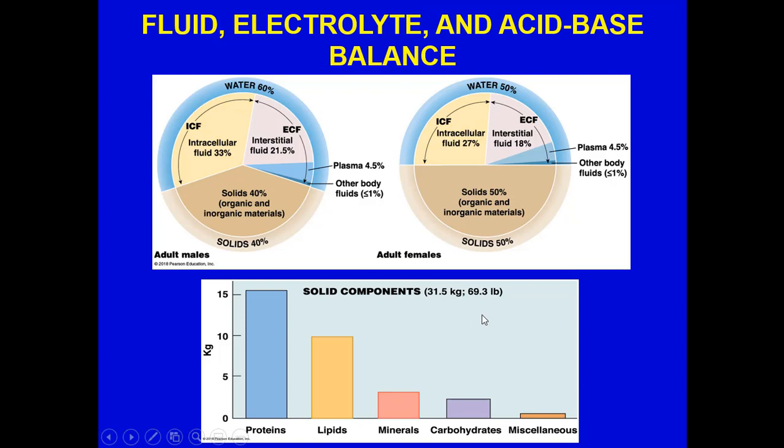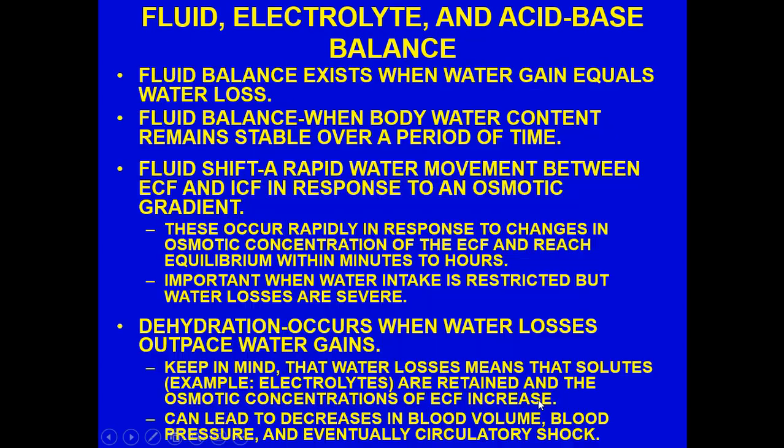Now, you can see the differences between adult males and adult females. How about the solids, which really include both organic and inorganic materials? The plasma quantities and the interstitial fluid make up basically the extracellular fluid, ECF, as well as the ICF, which is the intracellular fluid. When we look at the solid components, we go through proteins, lipids, minerals, carbohydrates, and miscellaneous.